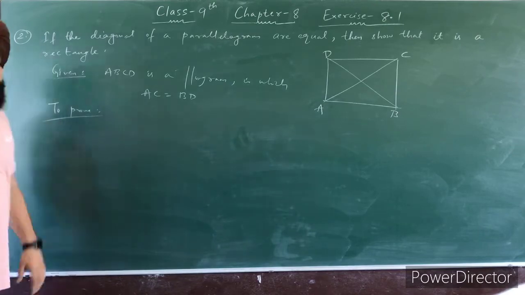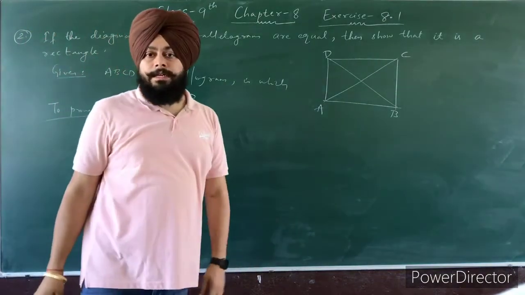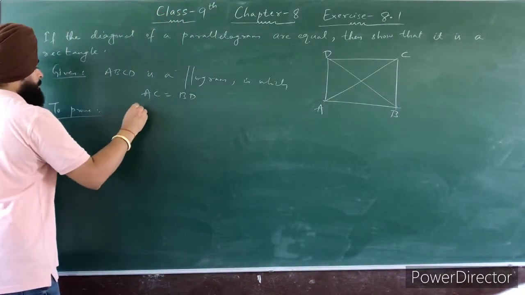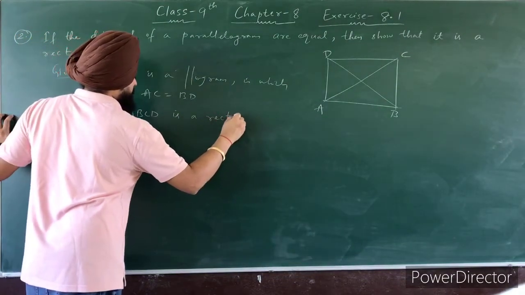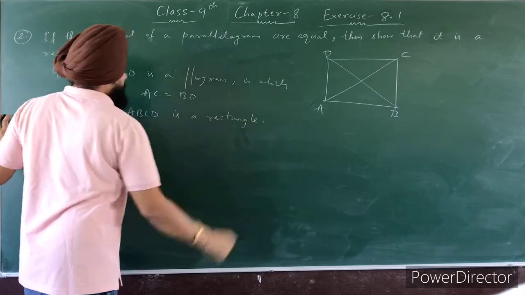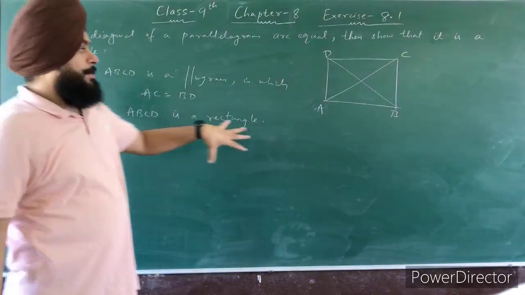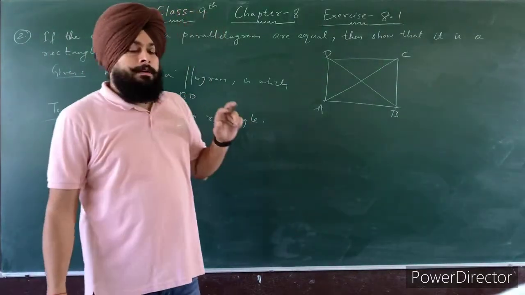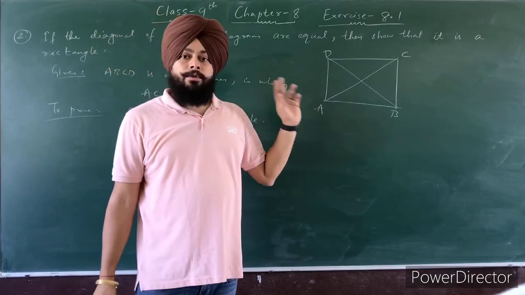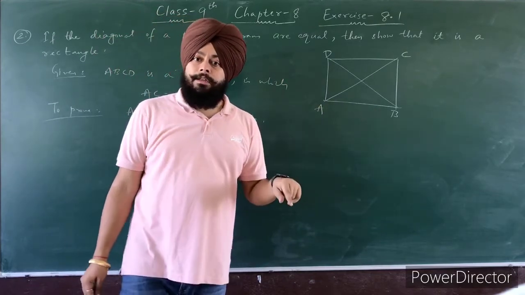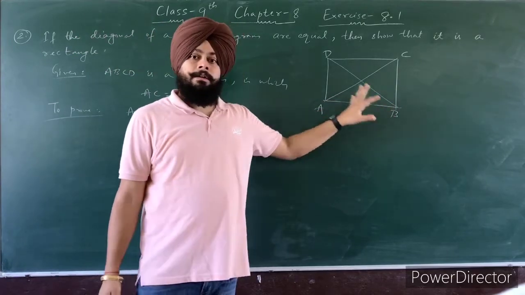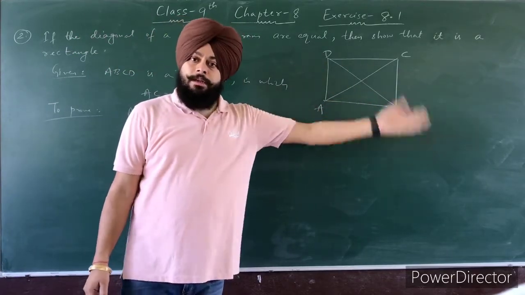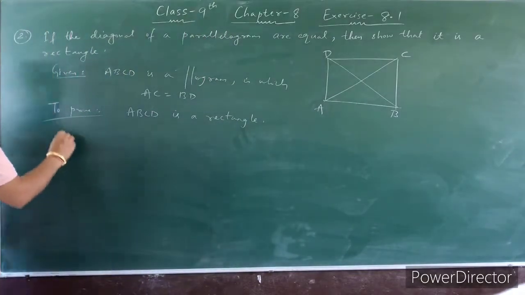To prove: what we have to prove? That ABCD is a rectangle. What does it mean that ABCD is a rectangle? It means each vertex angle of this parallelogram is of measure 90 degrees. Clear? If the measure of this vertex angle is 90 degrees, then this parallelogram is also a rectangle. Now, proof.